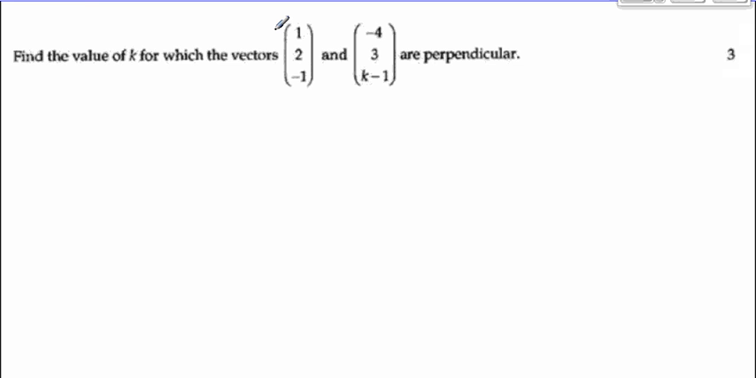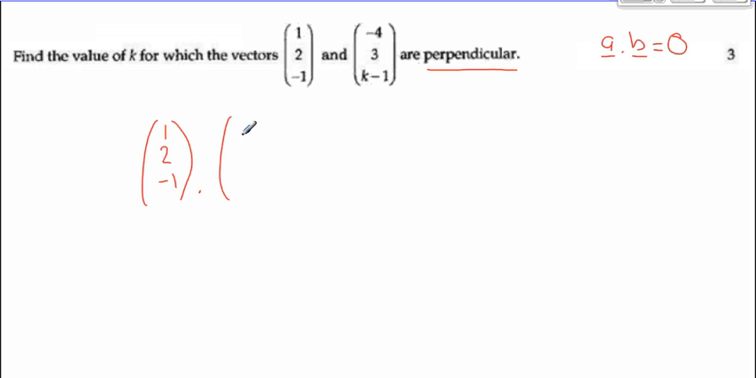Okay, number 6, find the value of k for which the vectors are perpendicular. For perpendicular vectors, the first thing that should come to our head is that a dot b is equal to 0. So the dot product between these two vectors, because they are perpendicular, has to be equal to 0. So (1, 2, -1) dot (-4, 3, k-1) has to equal 0.